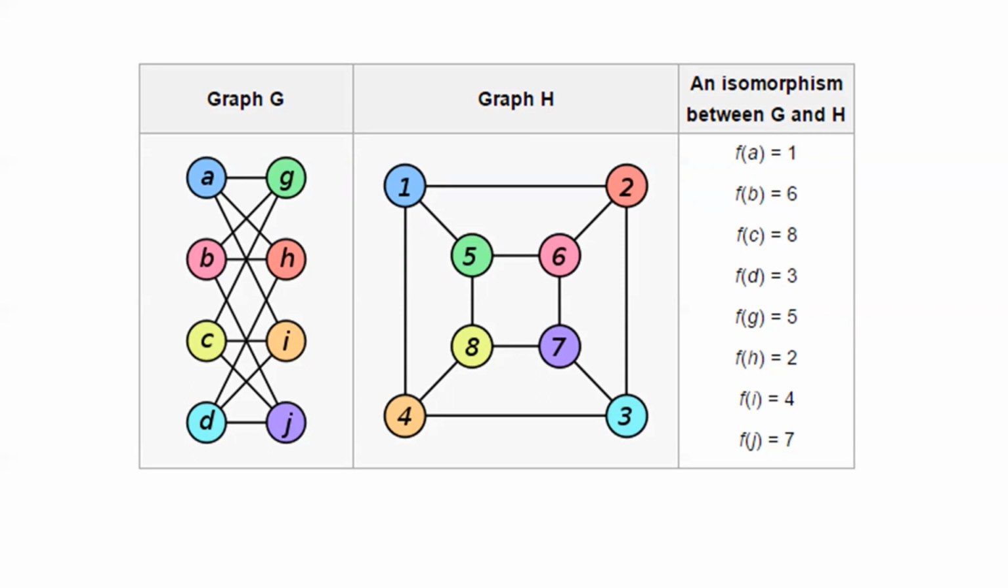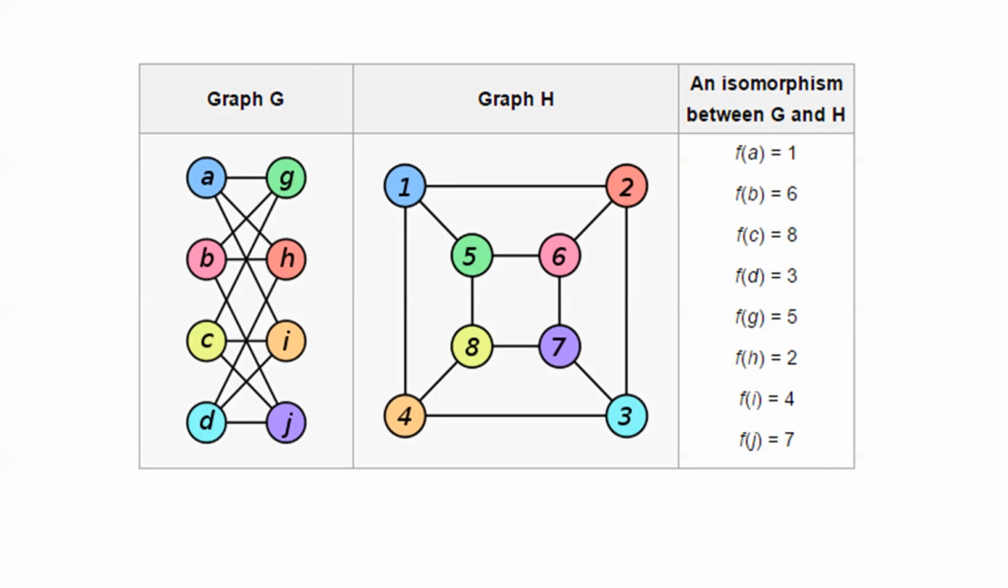F of A is equal to 1, F of B is equal to 6, F of C is equal to 8, F of D is equal to 3, F of G is equal to 5, F of H is equal to 2, F of I is equal to 4, and F of J is equal to 7. The number of connections and how they are built are known in this isomorphism between G and H. Here we can see the connections and the relationship between vertices of the different graphs.